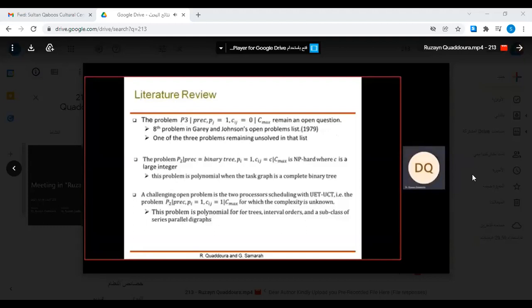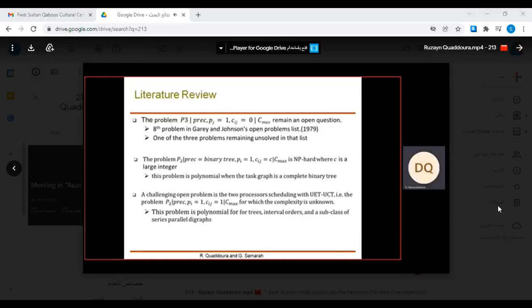Also, in the literature, we find that the problem P3 | precedence, Pi equal to 1, Cij equal to 0 | Cmax remains an open question. And the problem P2 | binary tree, Pi equal to 1, Cij equal to c | Cmax, where c is a large integer, is NP-hard. But this problem is polynomial if the precedence task graph is a complete binary tree.